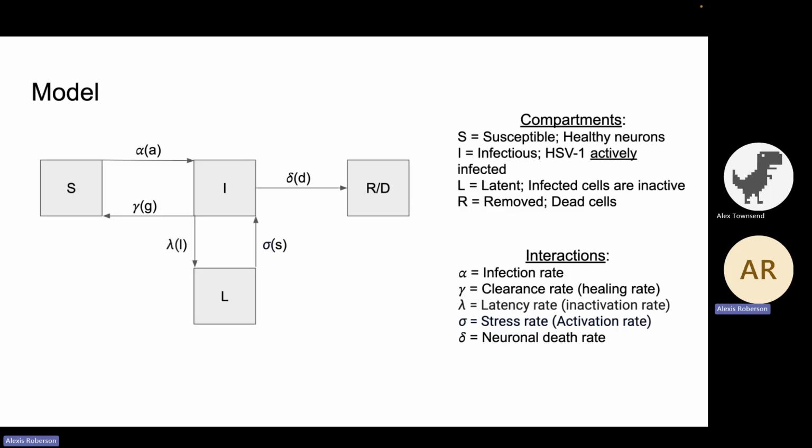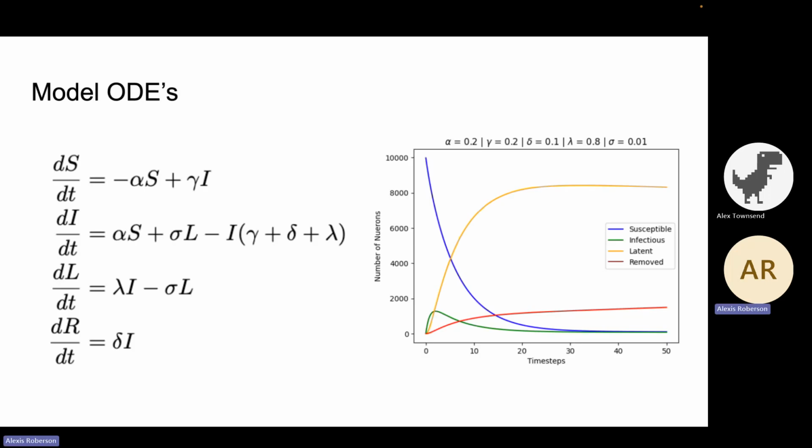For our model, we had four different states that any neuron could be in. It could be susceptible, infectious, latent, or removed. And for the interactions, we have an infection rate alpha, a clearance rate gamma, a latency rate lambda, a stress rate sigma, and a neuronal death rate delta. This is the model using the ODEs. We're not going to talk about this really, but it checks out.